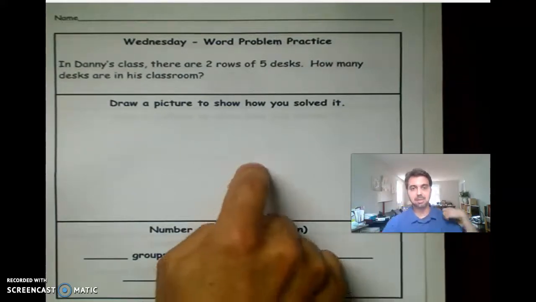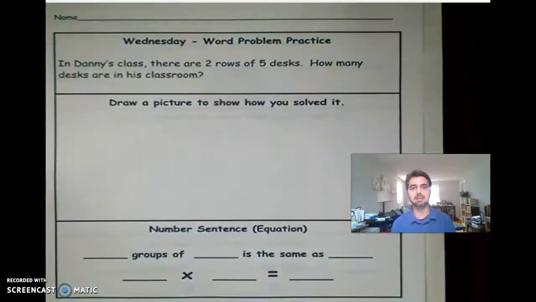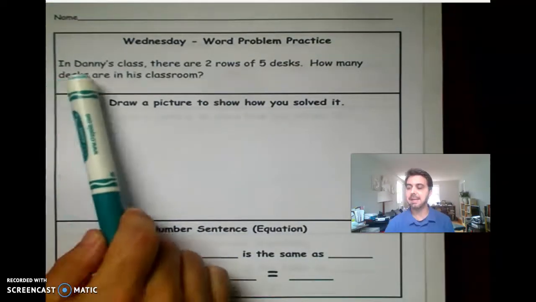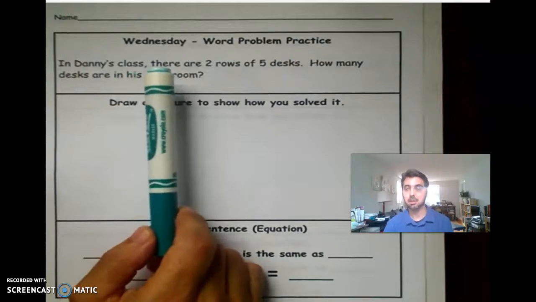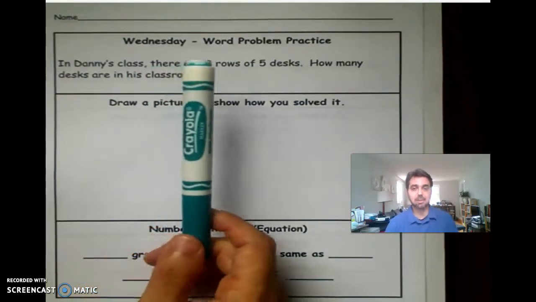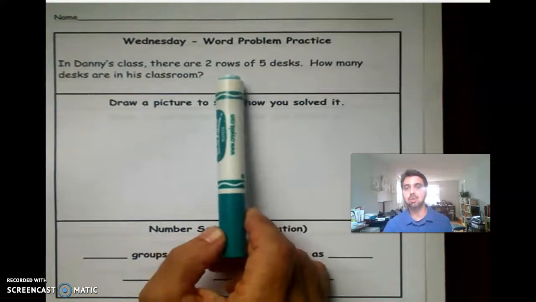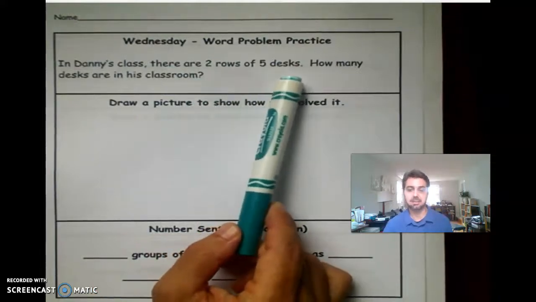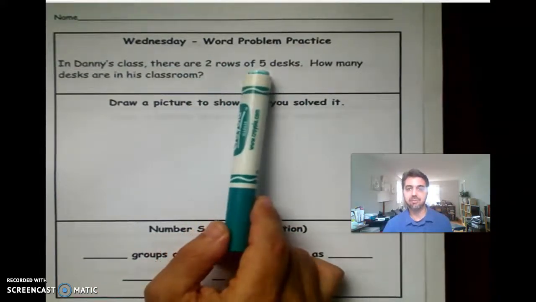You should be on this page. It says Wednesday Word Problem Practice. And it says, please read along with me, in Danny's class. I don't know who Danny is, but he's in a class, probably like yours. There are 2 rows of 5 desks. So there's 2 rows of 5 desks.